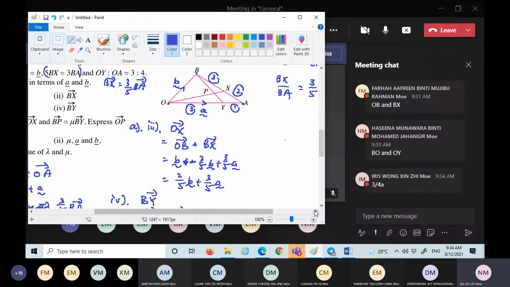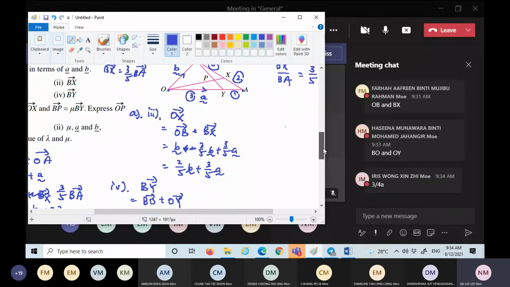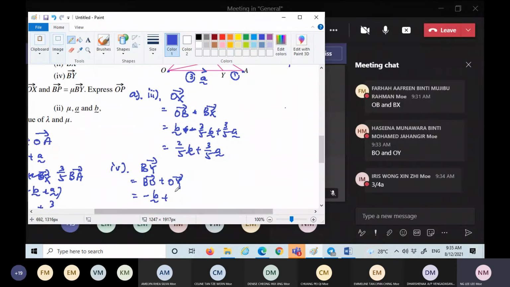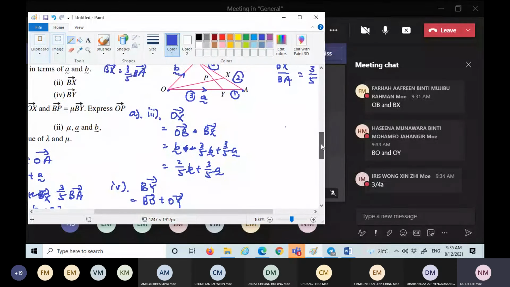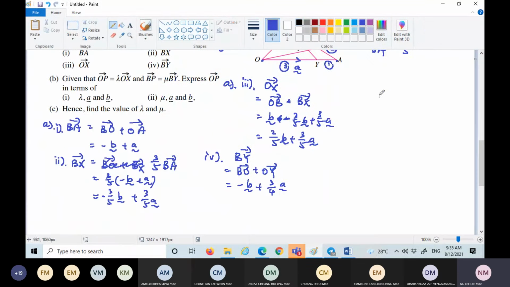Okay, let me see. OY and the OA are in the same direction. Okay, 3 over 4. Yes, very good. OY is 3 parts out of the 4 parts for the whole OA. The OA is A, so it's 3 over 4 of A. Okay, that's all. Nothing to combine. This is part 4, so I have settled question A. So you see, this is why this question will take 10 marks.